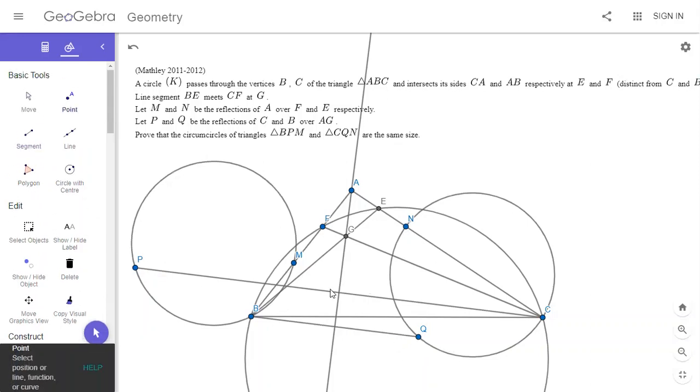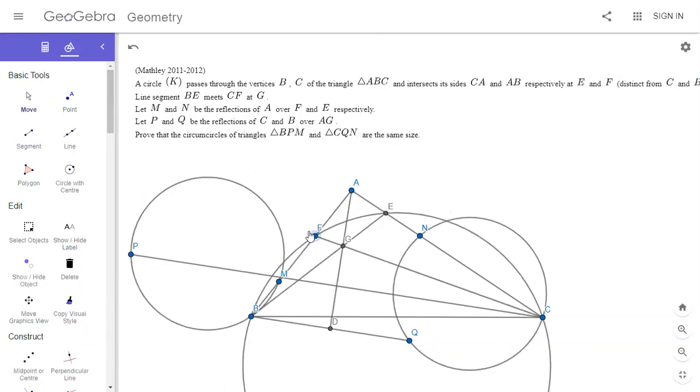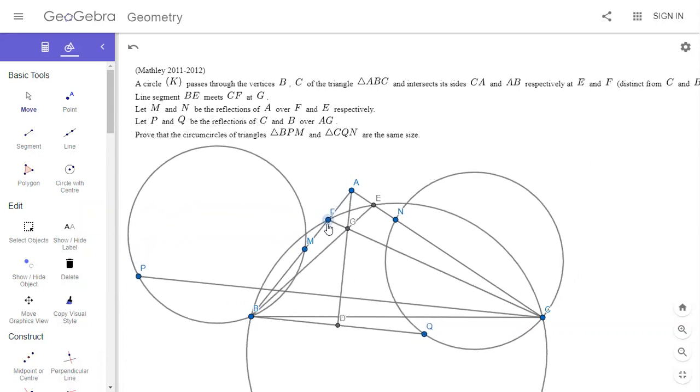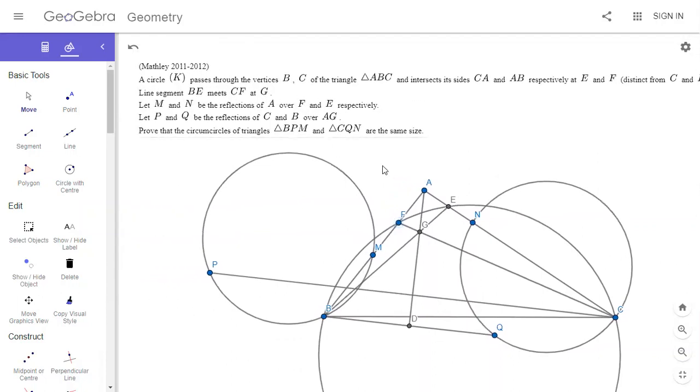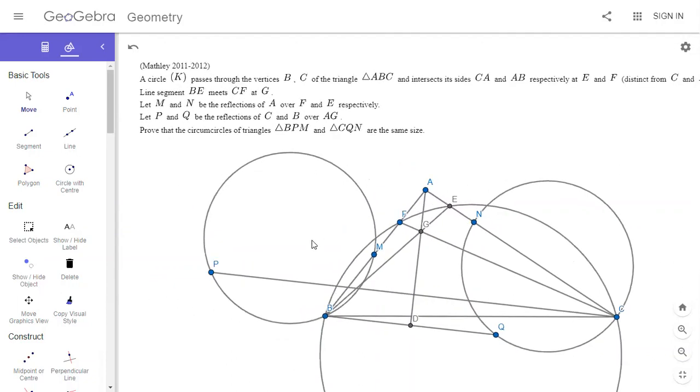So I'm going to just draw this point, and all right. Kind of interesting. These circles always have the same size. I mean, basically that means D has the same power with respect to both circles. And basically, yeah, that means that AG is the radical axis of those two circles, right?